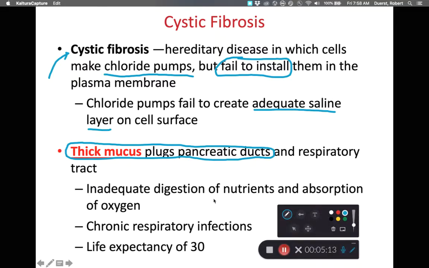What does this cause? Well, this means ultimately that there's inadequate digestion of nutrients, and we have an inadequate absorption of oxygen. Because of all the mucus building up in the lungs, that mucus is a great place for bacteria to grow. So individuals that have cystic fibrosis have chronic respiratory infections and typically are going to pass away due to this disease, typically by the age of 30.